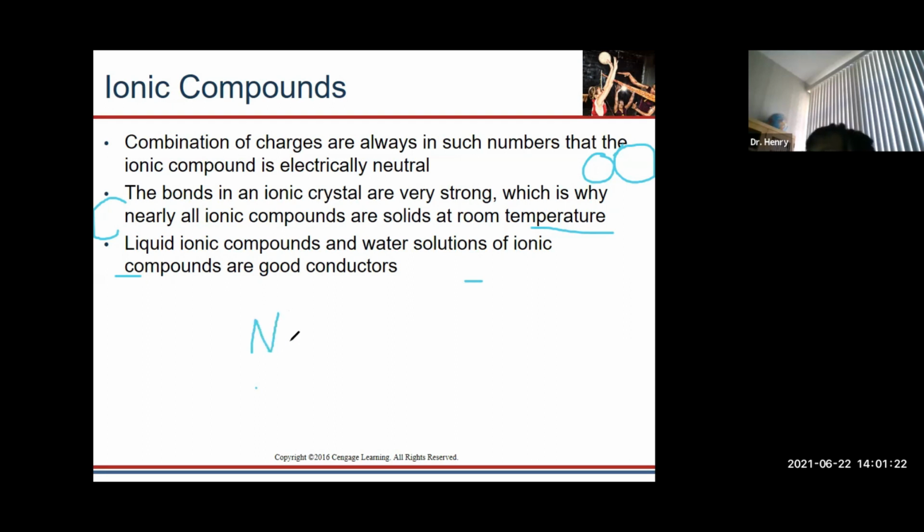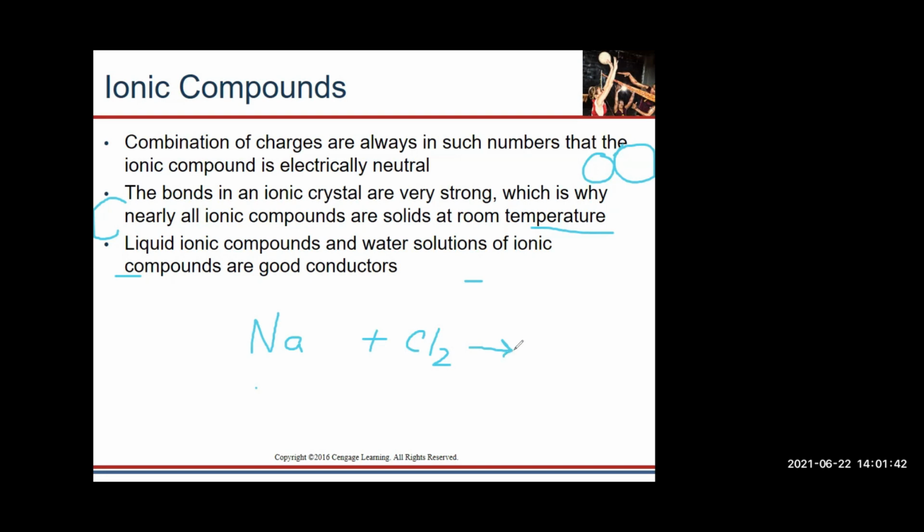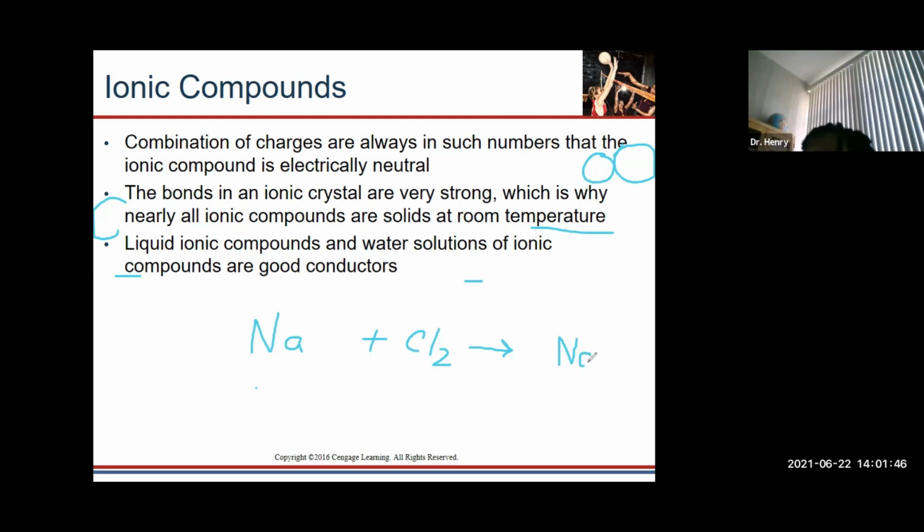We have sodium and we have chlorine gas. We know chlorine is diatomic. We know when we put sodium and chlorine together, we get something that we are very familiar with. What's that? Table salt. And that's called sodium chloride, NaCl.